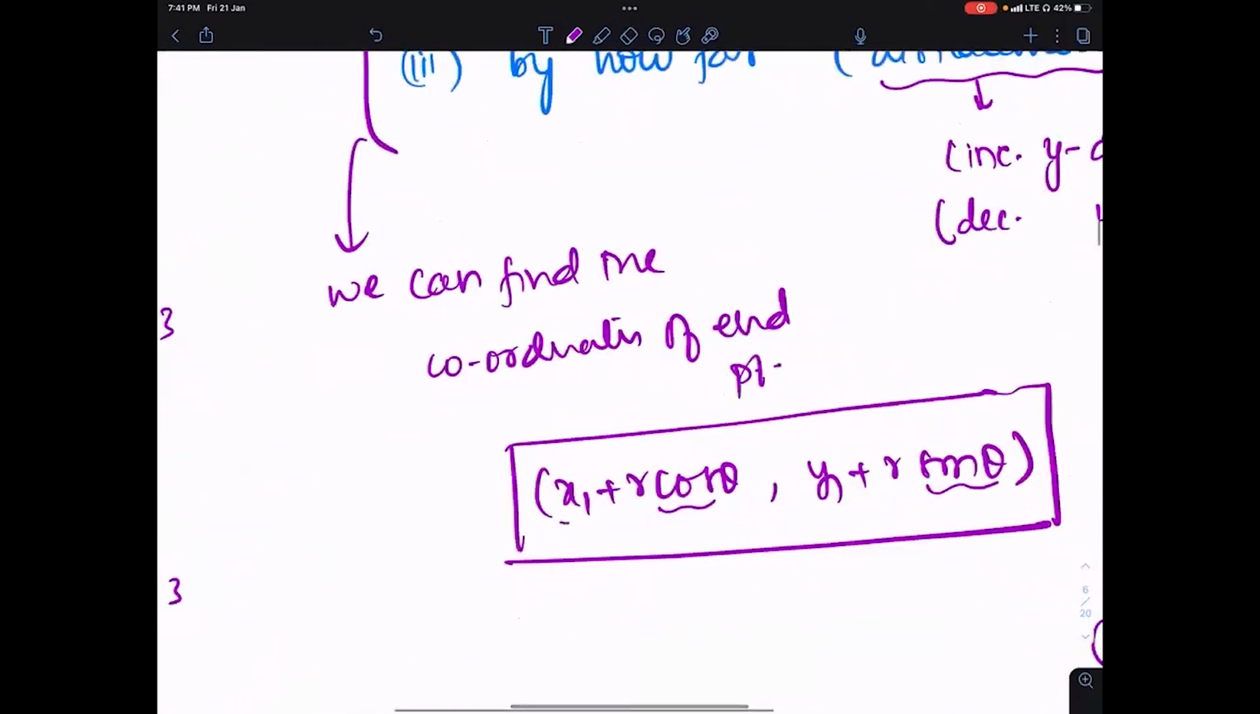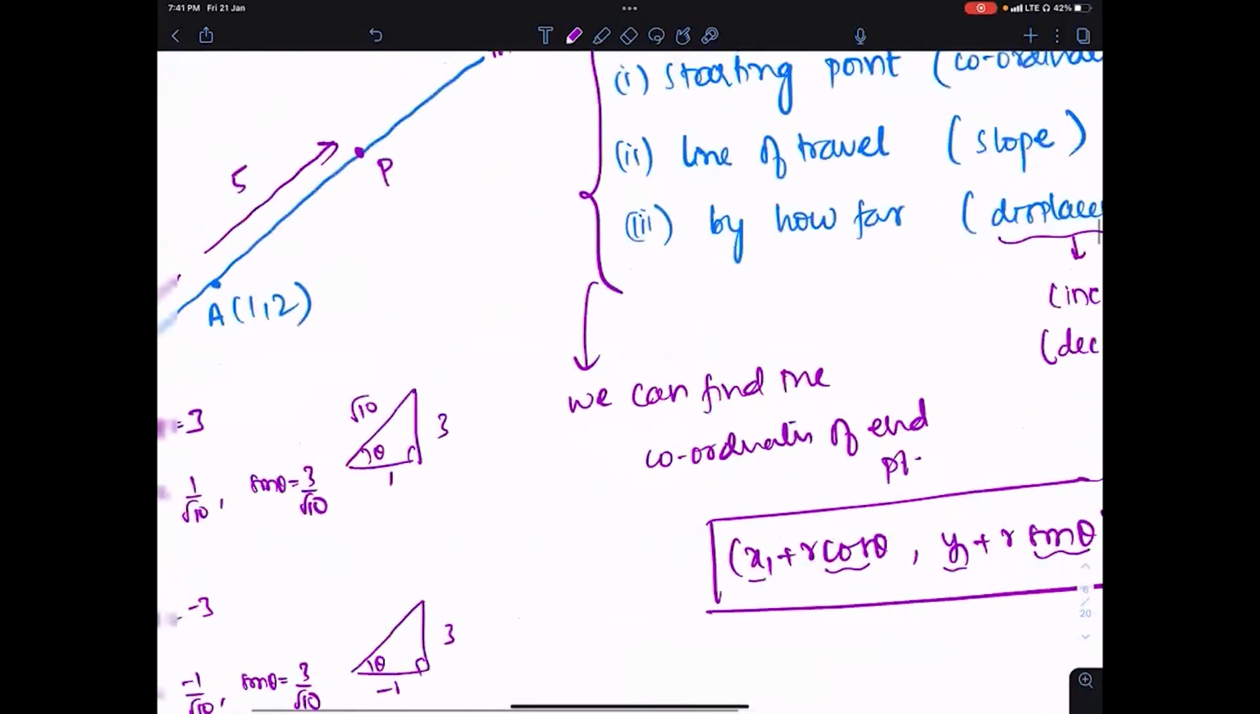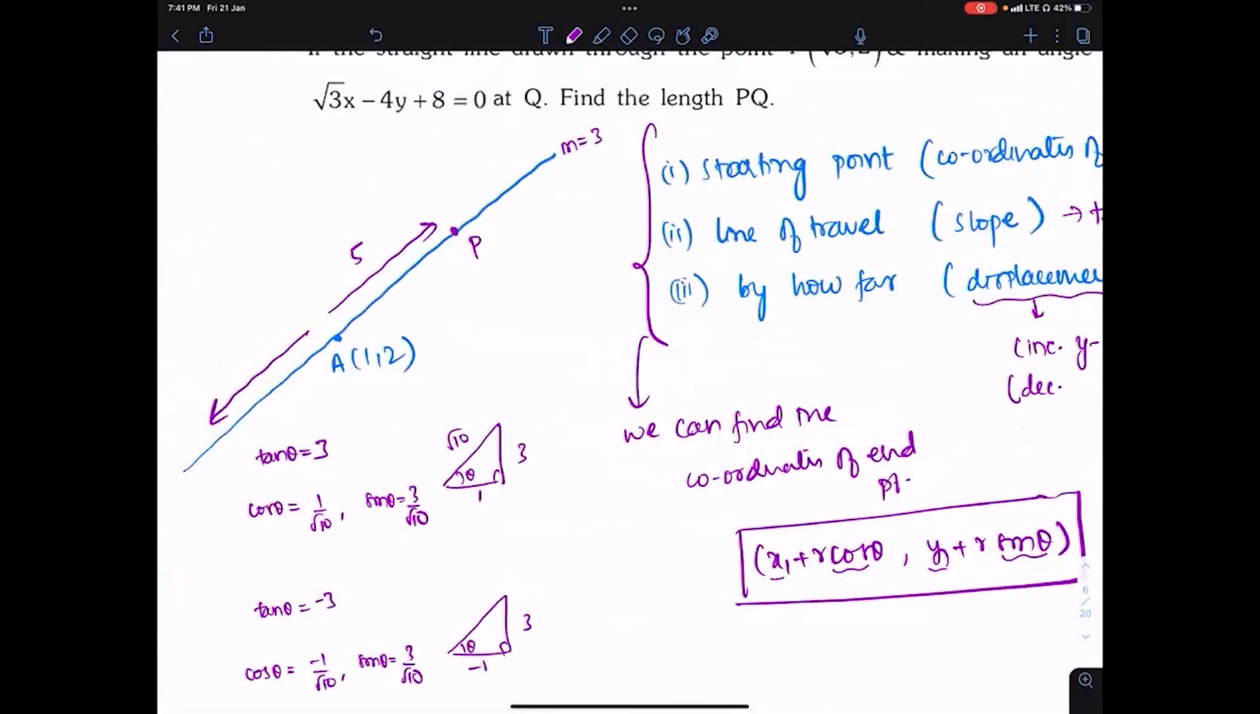Starting point, already it is given, 1, 2. Displacement, yes, we know, 5 units they are saying in the upward direction. Now we know all three. Just substitute: the point P will be x1, 1 plus r, 5 into cos theta, 1 by root 10, comma 2 plus 5 into sin theta, 3 by root 10. Okay, we'll get that point.